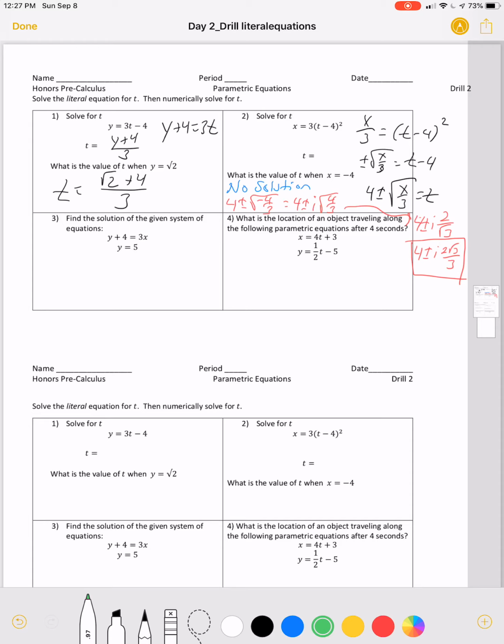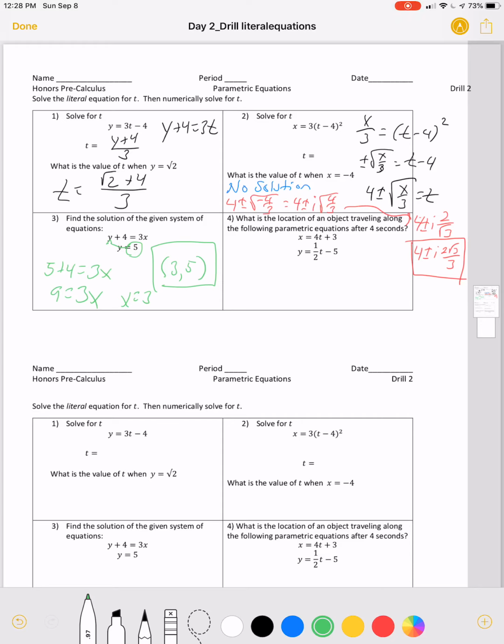Well, we can simply take 5 and plug it into y in the upper equation. So we'd get 5 plus 4 equals 3x, which means that 9 equals 3x. Dividing both sides by 3, we get the x value to be 3. So our solution is the ordered pair 3, 5. That just means that that is where these two equations cross on the graph, at the point 3, 5.